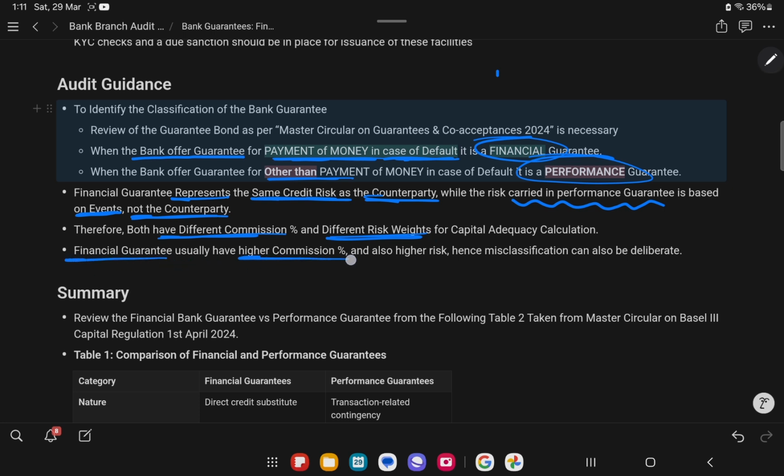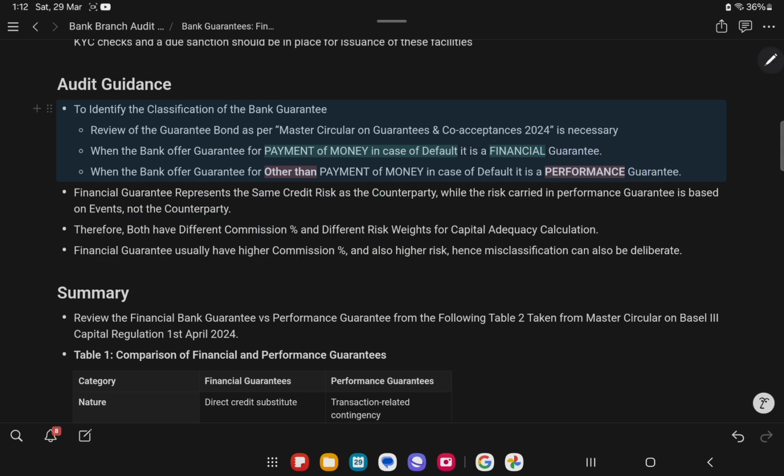Financial guarantees have higher commission percentages because of the higher financial risk involved, and hence misclassification can also be deliberate to reduce the commission percentage as well. So there could be an income escaping procedure here. Not income escaping because it's not income tax, but it is bank audit. So what you will call this is hiding their incomes or passing on a benefit to an SSE or a borrower, let's say.